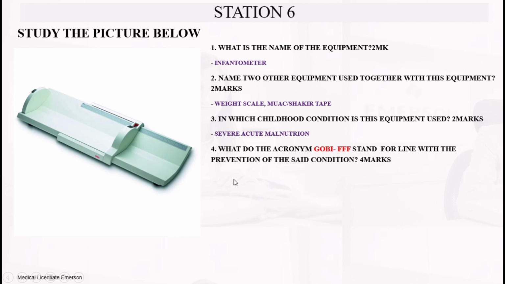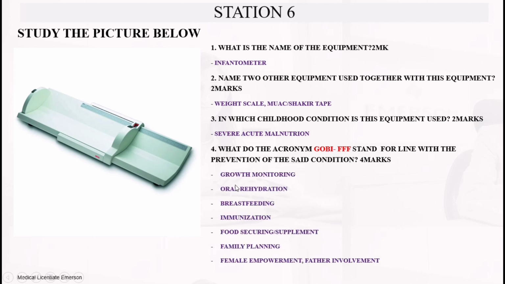Then what does the acronym GOBIF stand for? So GOBIF: G is for growth monitoring, O for oral rehydration, B for breastfeeding. Then the I is for immunization. Then F is for food security or supplement. Then the other F is for family planning. Then the other F is for female empowerment. Then if you want, you can also put further involvement, because it's also necessary in the prevention of some.